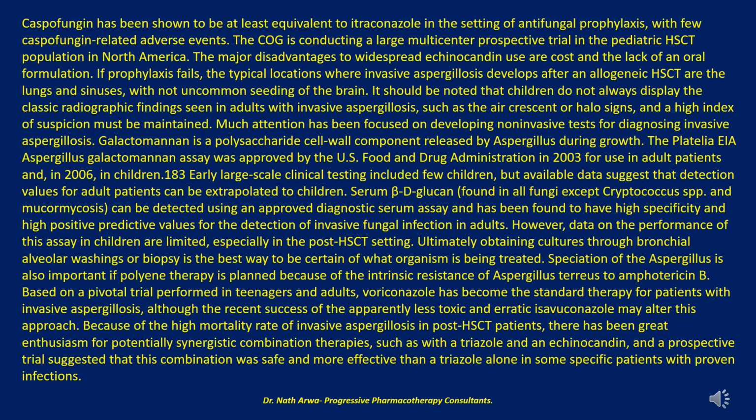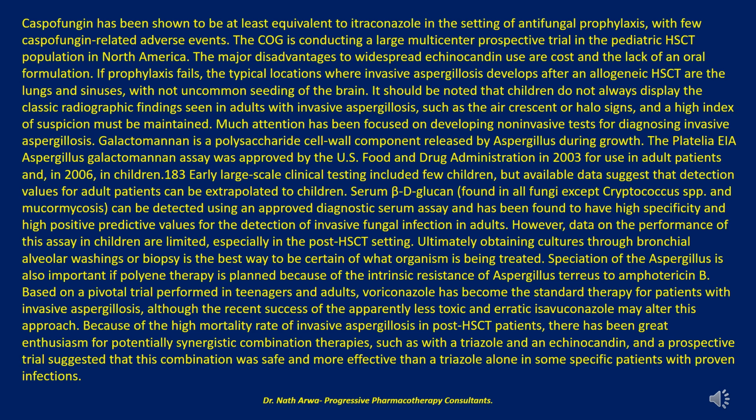Ultimately, obtaining cultures through bronchial alveolar washings or biopsy is the best way to be certain of what organism is being treated. Speciation of the Aspergillus is also important if polyene therapy is planned because of the intrinsic resistance of Aspergillus terreus to amphotericin B, based on a pivotal trial performed in teenagers and adults. Voriconazole has become the standard therapy for patients with invasive aspergillosis, although the recent success of the apparently less toxic and less erratic isavuconazole may alter this approach.